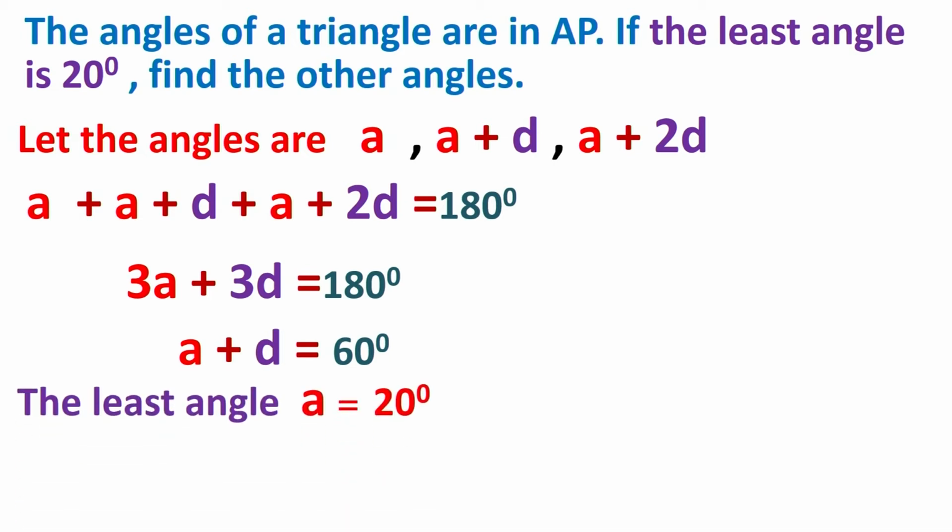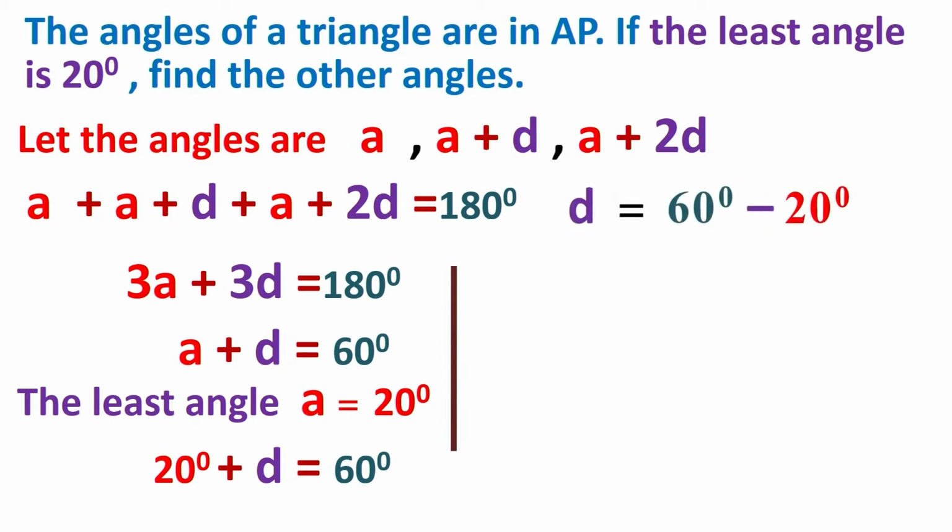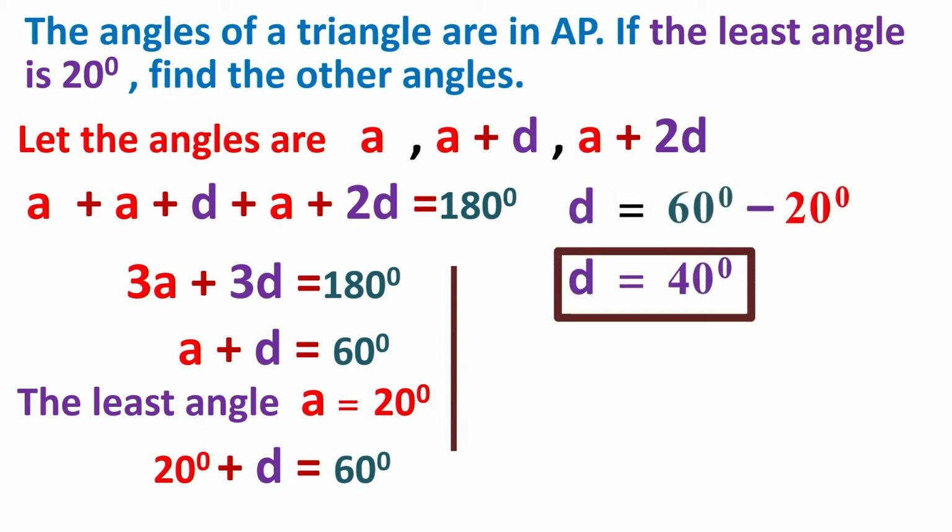Okay. Now you know they have given you in the problem the smallest angle or the least angle is 20. Which are the 3 angles you have taken? A, a plus d, a plus 2d. Which is the smallest angle? A has to be the smallest angle. So therefore the least angle a is equal to 20. Correct? Now substitute in the previous equation. In place of a put 20. 20 plus d is equal to 60. Therefore d is equal to 60 minus 20, d is equal to 40 degrees.